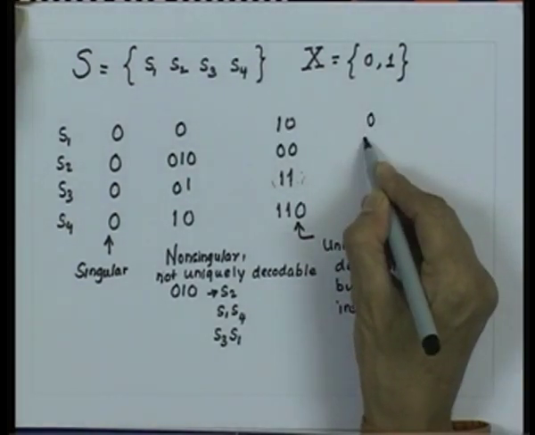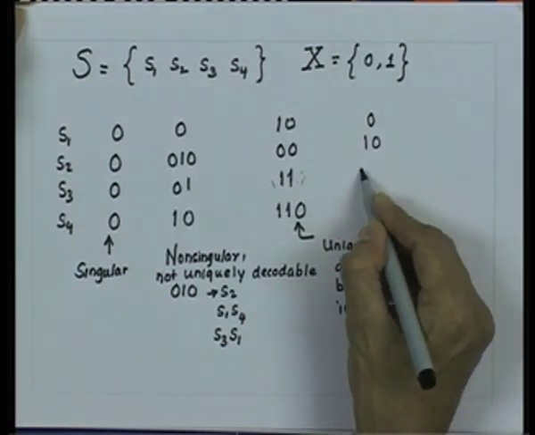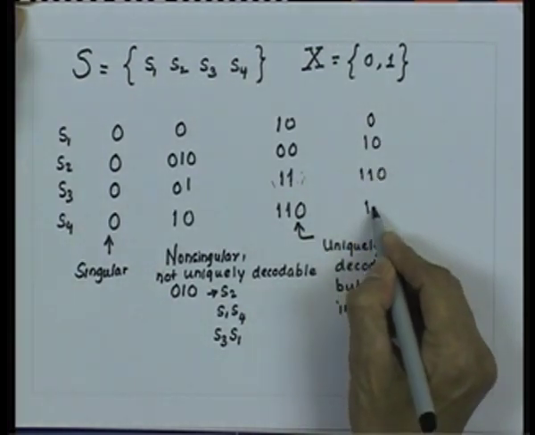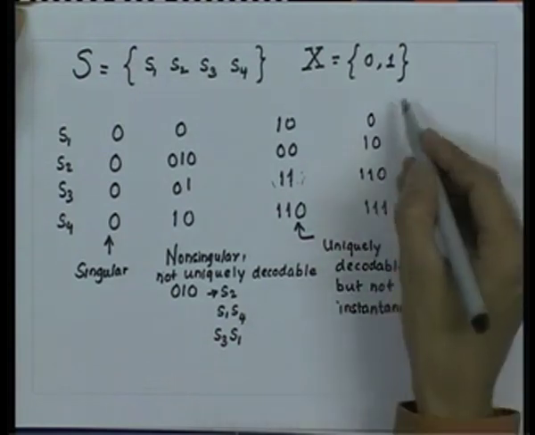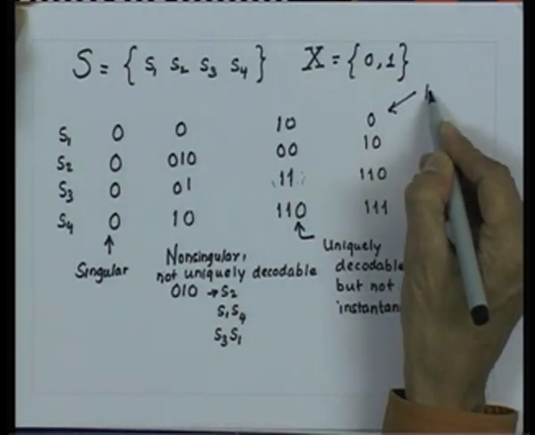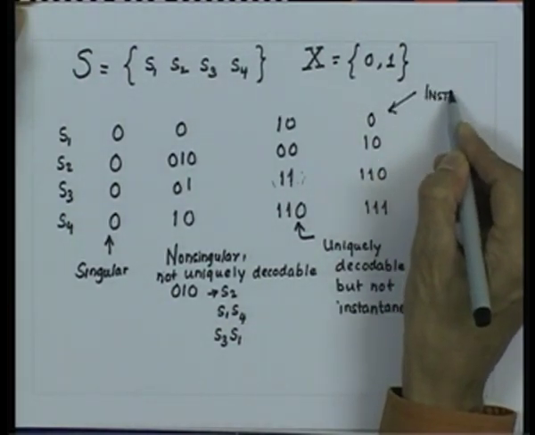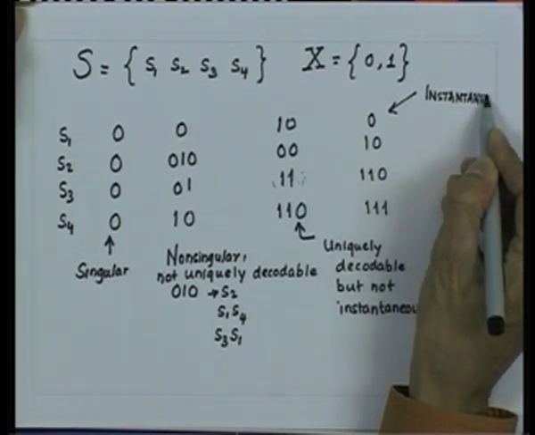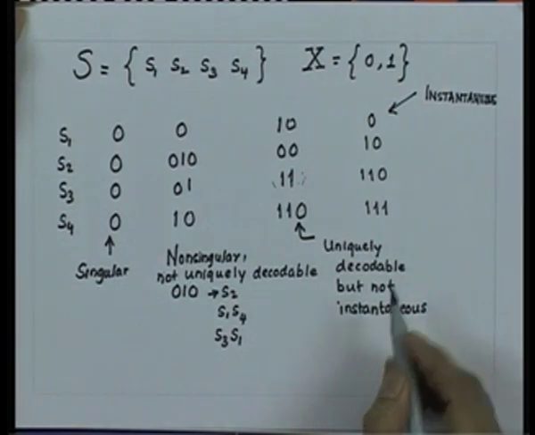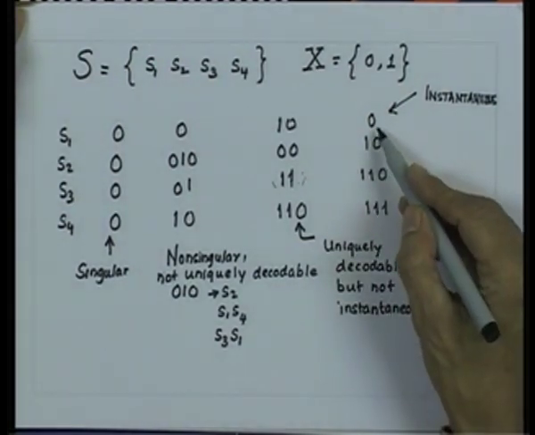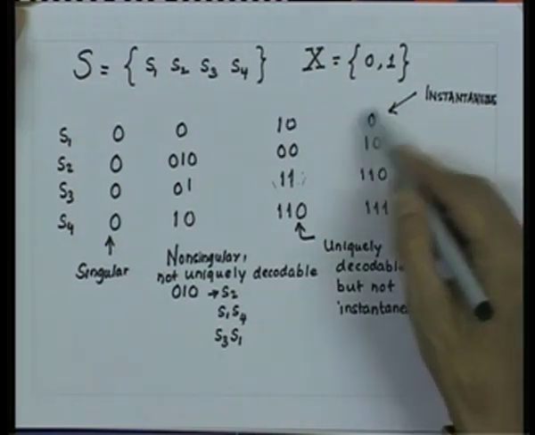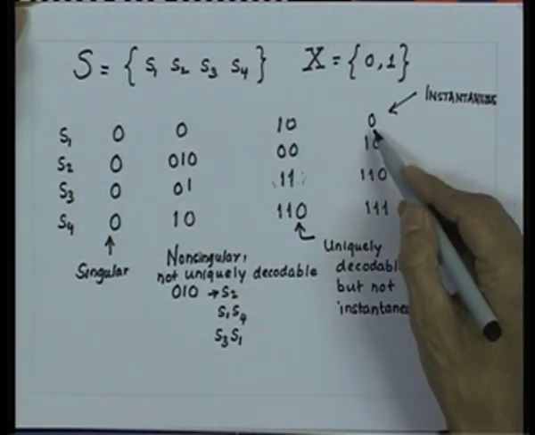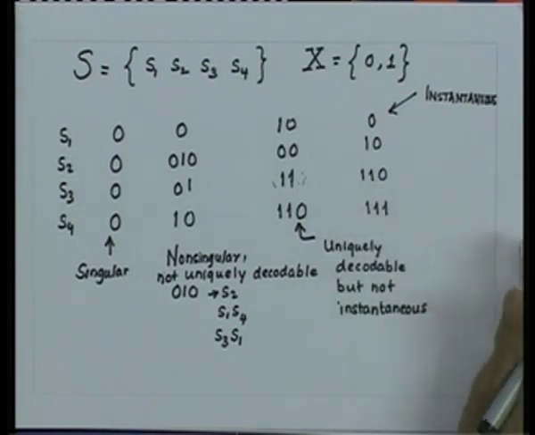And finally, I have 0 1 0, 1 1 0 and 1 1. This is an example of an instantaneous code. In the light of what we have discussed earlier, we see that none of the code words in this code is a prefix of another code word in the same code.